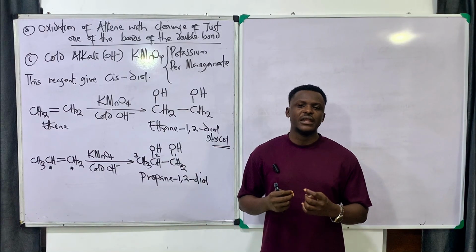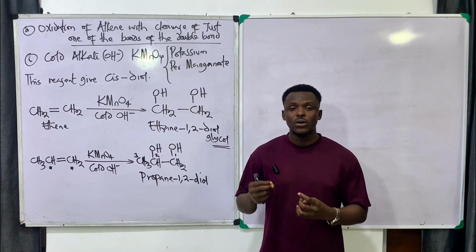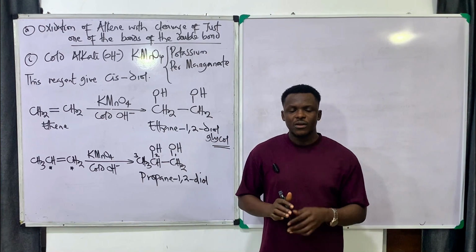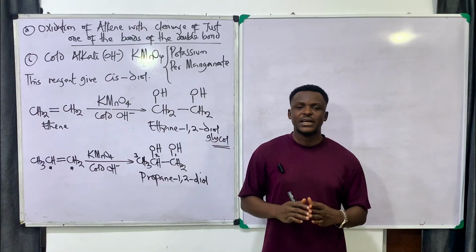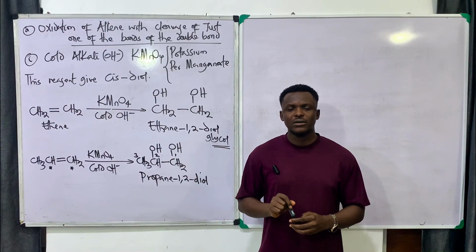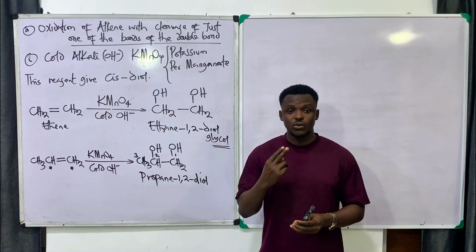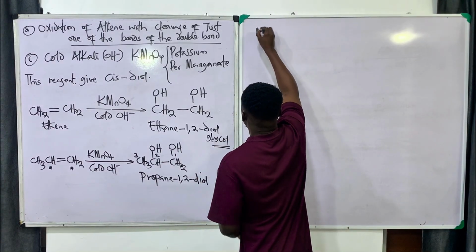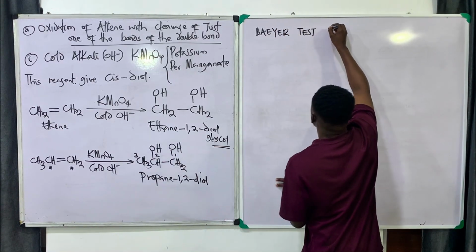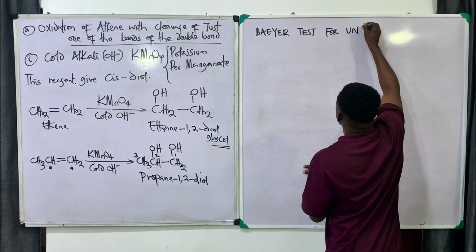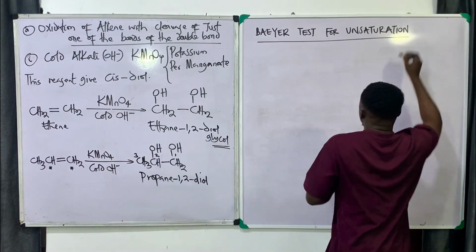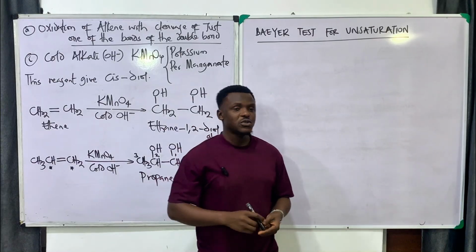So if I really want to know if a compound contains a double bond or a triple bond, I'm going to subject that compound to a test for unsaturation. One of the tests we can use to identify if a compound is an unsaturated alkene, because an alkene has a double bond, is known as the Bayer test. Bayer test for unsaturation. So what does this Bayer test do?